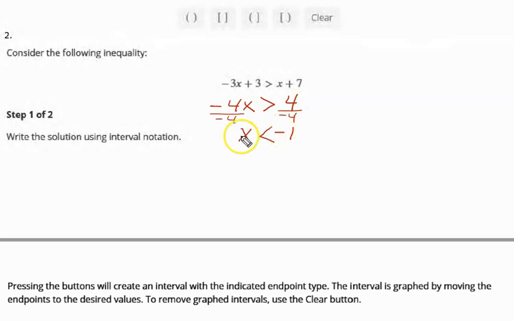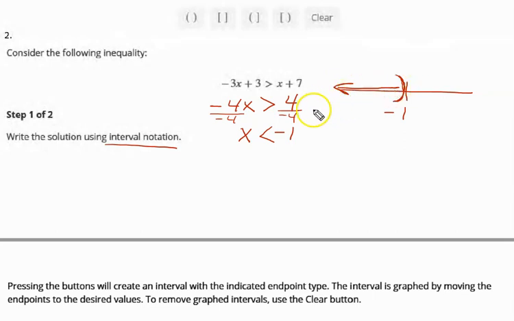Now they're asking us to write this in interval notation. So I would suggest always make a little graph, because that helps you to put it in interval notation. The number we're interested in is a negative 1. Now what symbol are we going to use here, a parenthesis or a bracket? And again, it's going to be a parenthesis that opens up to the left. There it is, and it looks like so.